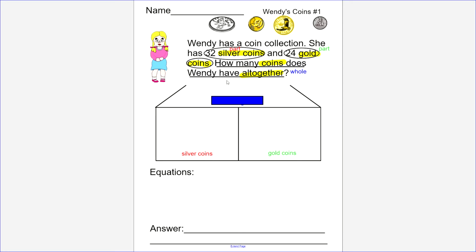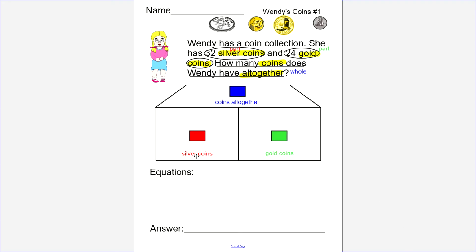Now, think about that question. How many coins does Wendy have altogether? This is our whole. What words could we use for the whole? Oh yes, we'll label our whole coins all together because those were words in the story problem and they mean the same as total coins. Now that we've labeled our two parts, silver coins and gold coins, as well as our whole, coins all together, we can think about what numbers go in each of these parts and the whole.